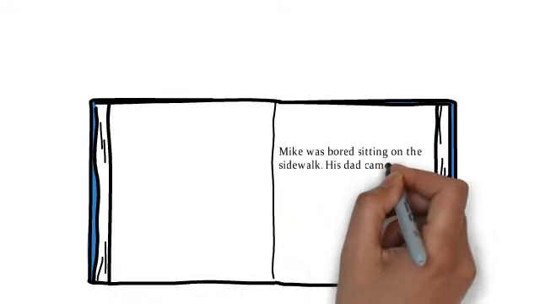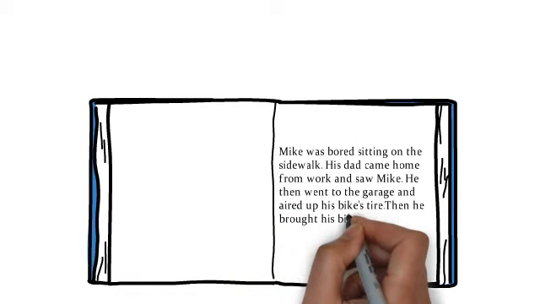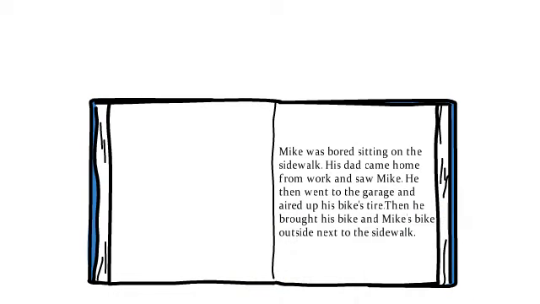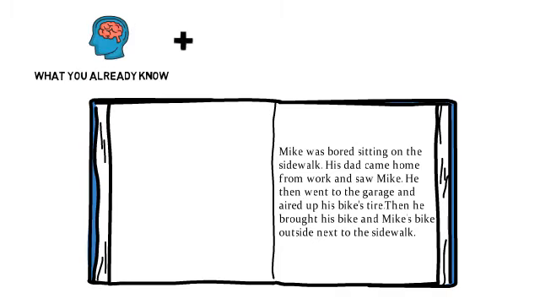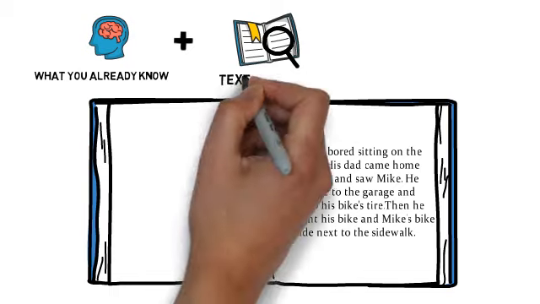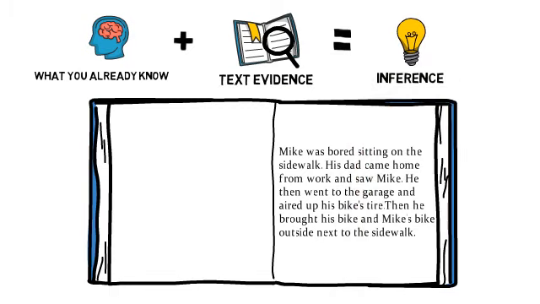Mike was bored sitting on the sidewalk. His dad came home from work and saw Mike. He then went to the garage and aired up his bike's tire. Then he brought his bike and Mike's bike outside next to the sidewalk. Can you infer what's happening in this passage? Remember that to make inferences, we use our prior knowledge and text clues to come up with a conclusion.